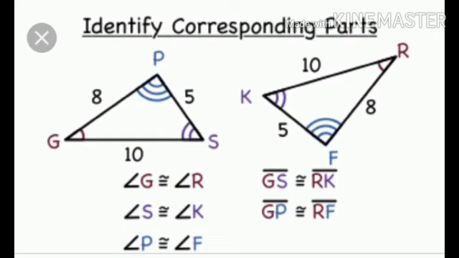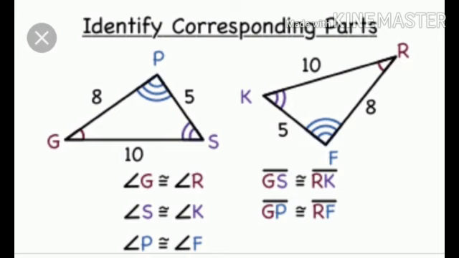Okay, now see two triangles. Again, we have to identify their corresponding parts. Corresponding sides, first we have to identify. Look at both the figures. Okay, so the side GS in the first triangle corresponds to which side? Side KR in the second triangle, because GS and KR both are equal to 10 units. Similarly, the side GP corresponds to the side FR. Then finally, the side PS corresponds to side KF.